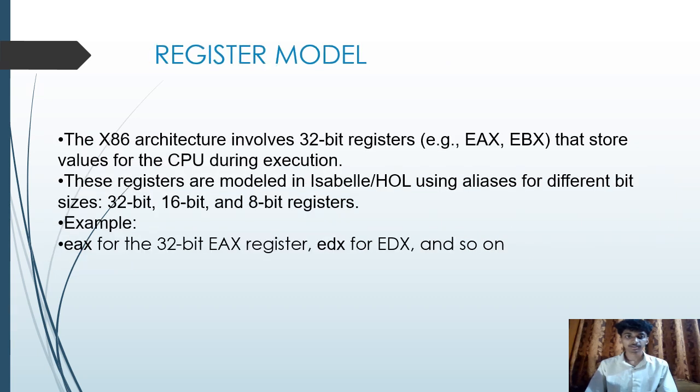The x86 architecture involves 32-bit registers that store values for the CPU during execution. These registers are modeled in Isabelle HOL using aliases for different bit sizes: 32-bit, 16-bit, and 8-bit registers. Example: EAX for the 32-bit EAX register, EDX for EDX, and so on.